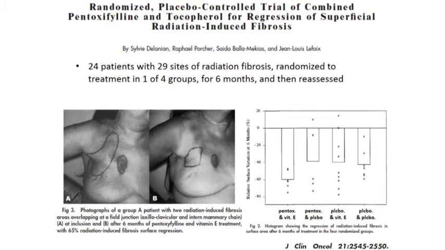So there have been several randomized studies comparing the effectiveness of pentoxifylline and vitamin E for the treatment and the prevention of superficial fibrosis after radiation. This is just one of such studies, one of the first that was reported, showing that in 24 patients with 29 sites of radiation fibrosis, you can see here the combination of pentoxifylline and vitamin E provided the greatest benefit in terms of reducing the areas of fibrosis. So pentoxifylline and vitamin E is currently recommended for the treatment of radiation-induced skin fibrosis.